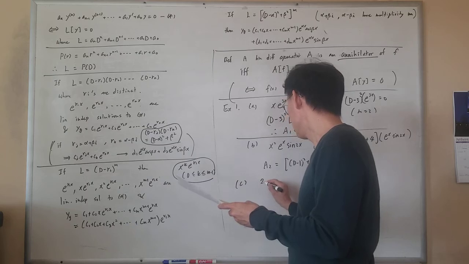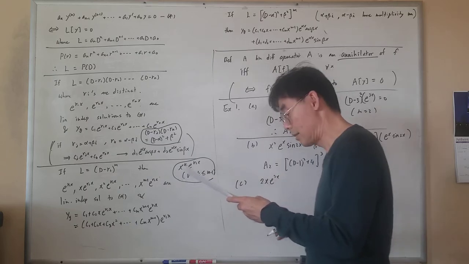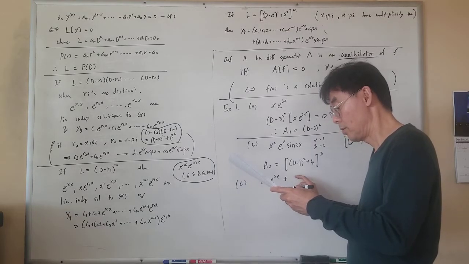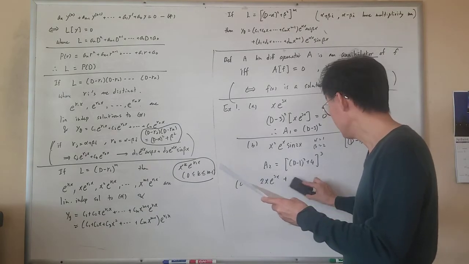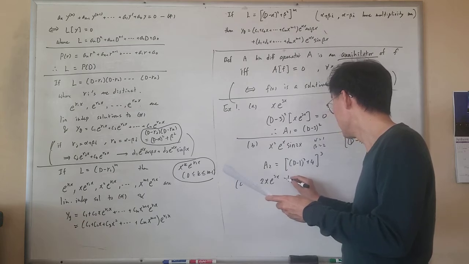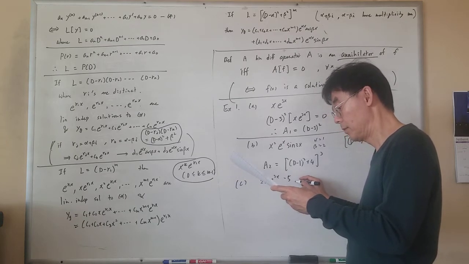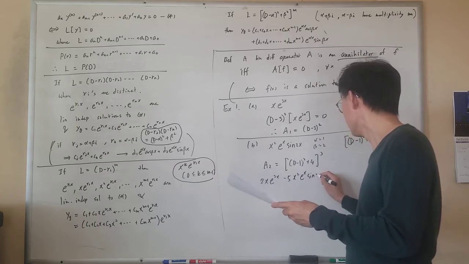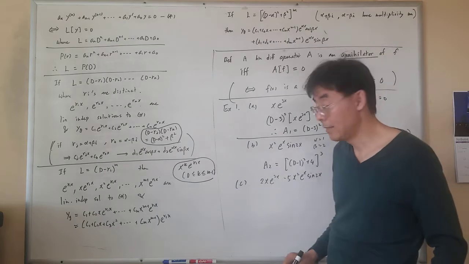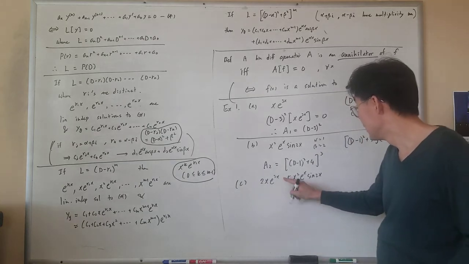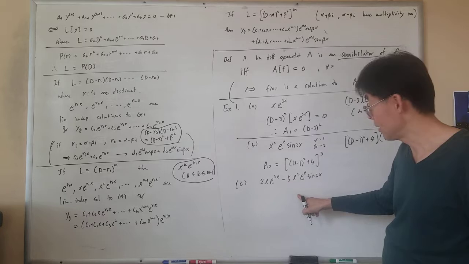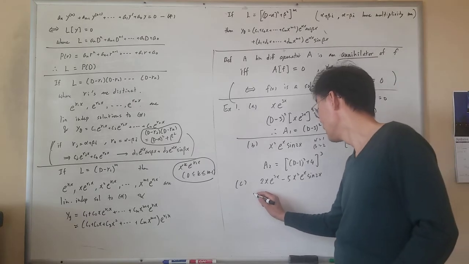What if you have 2x e to the 3x plus minus 5 x squared e to the x sine of 2x? Well, in that case, it's not a1 minus a2 or anything. You have to consider a1 and a2 together.